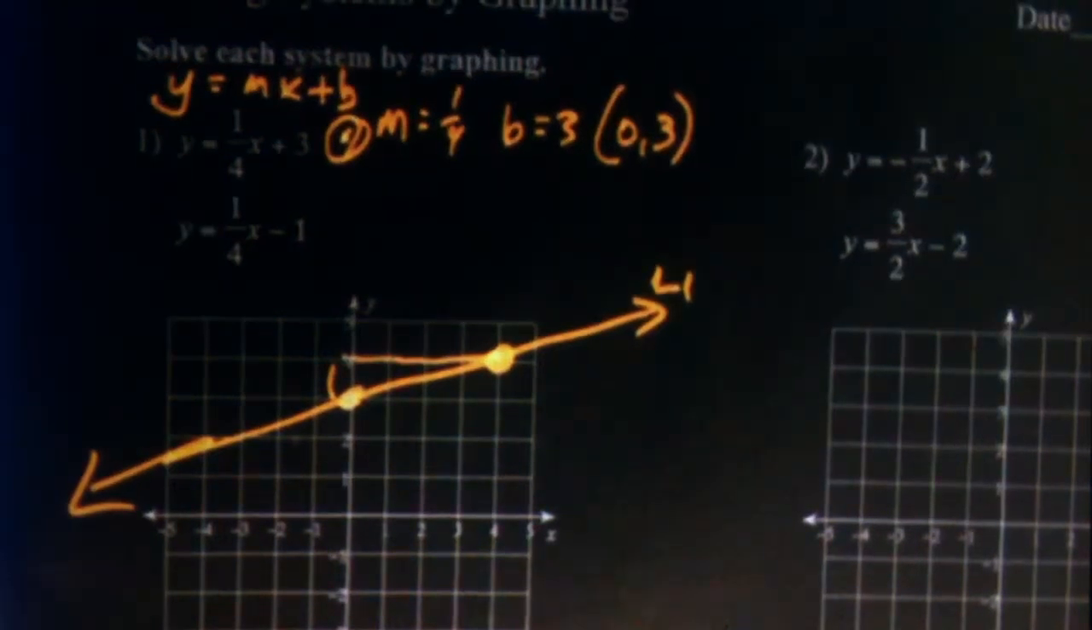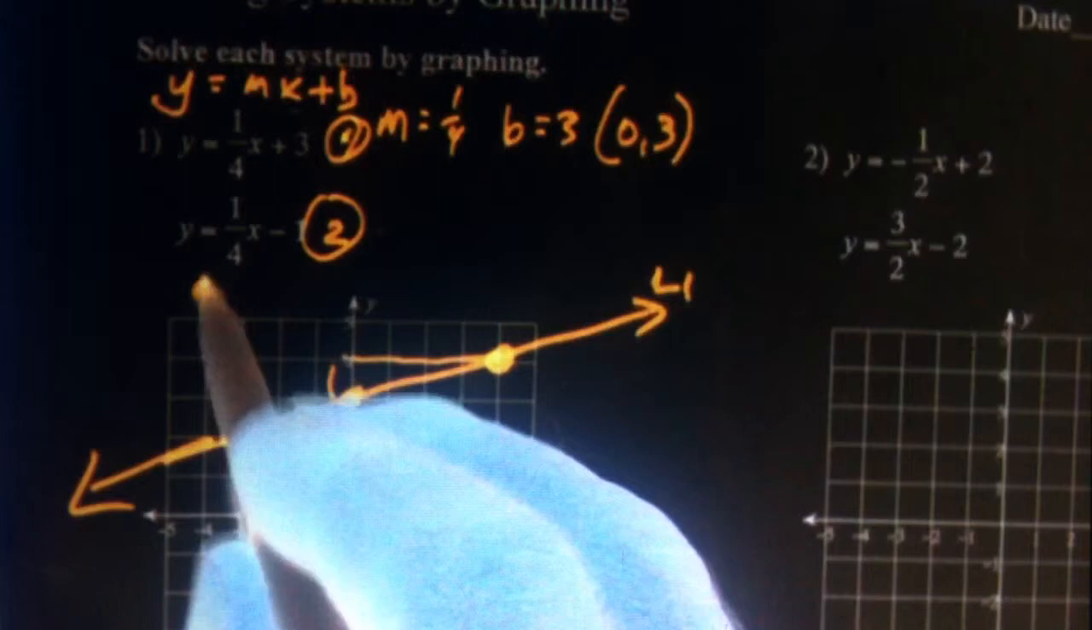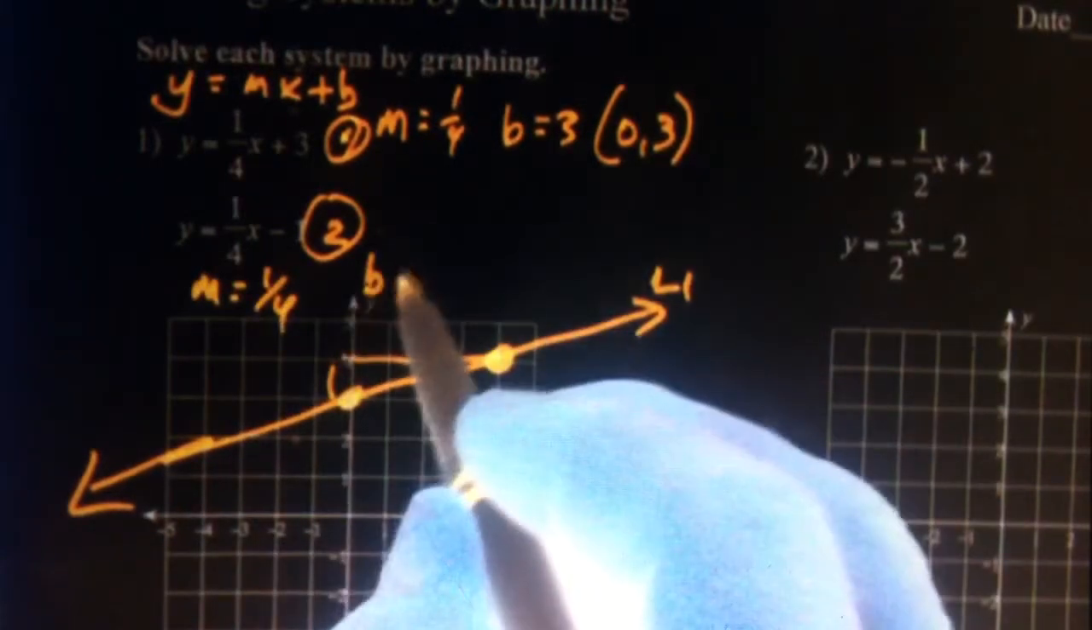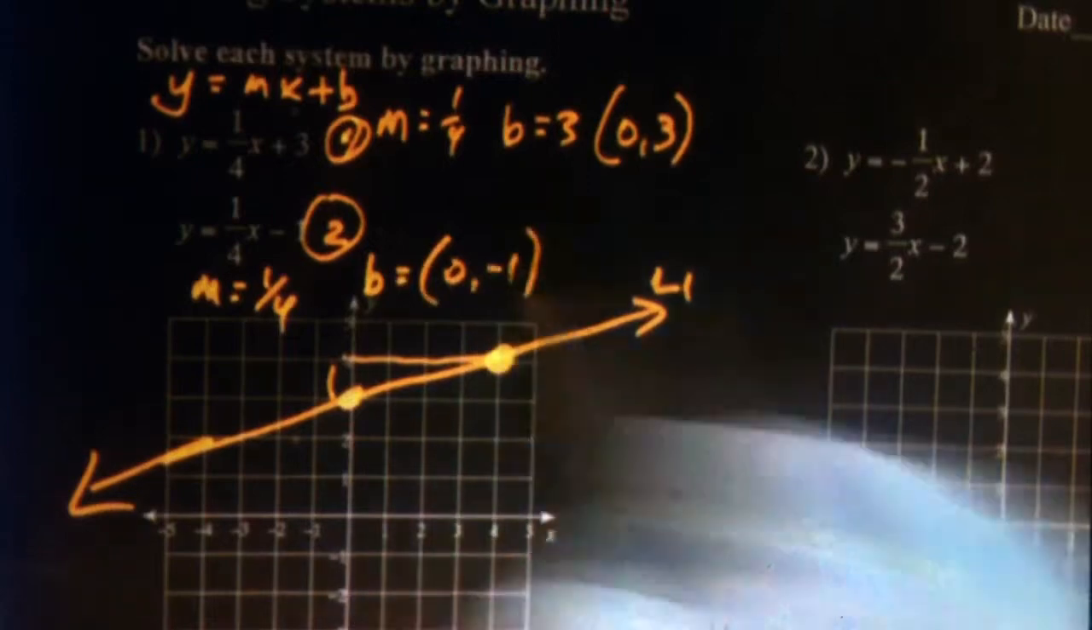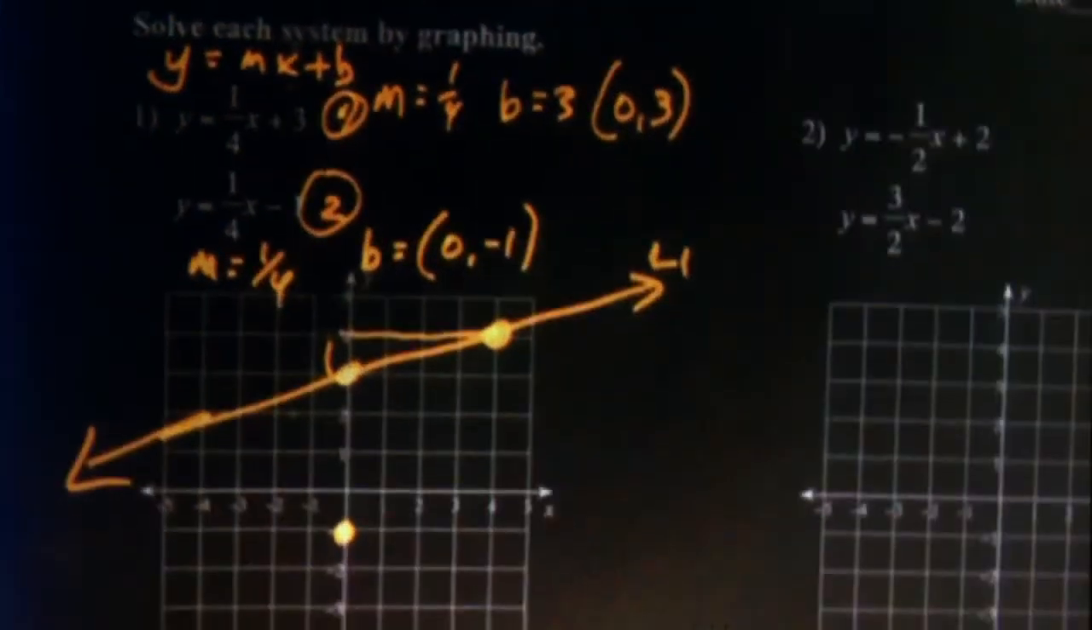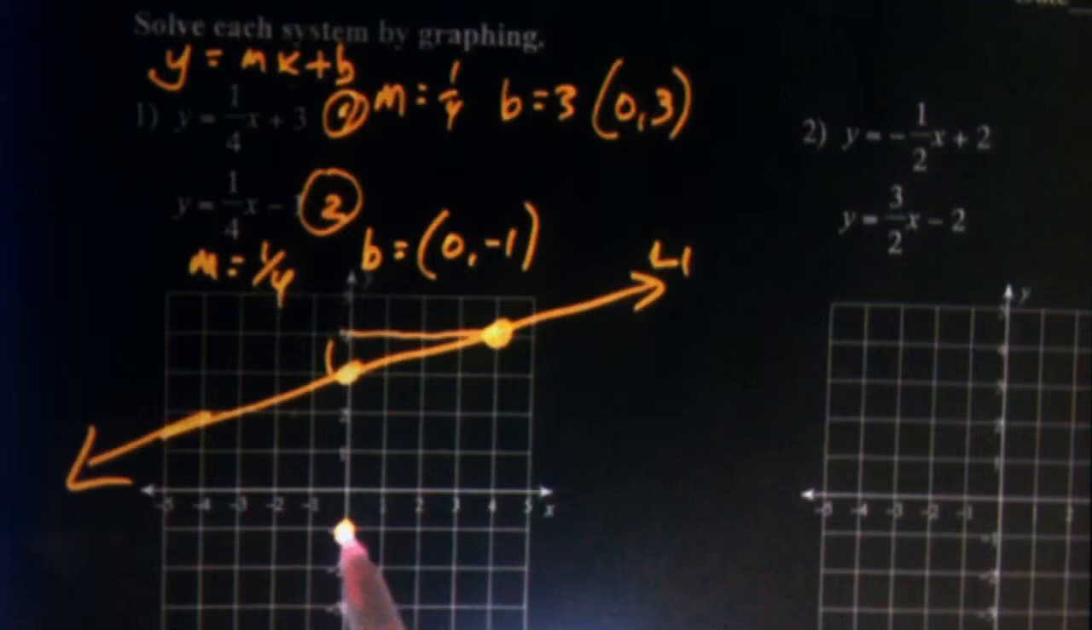The second line, line 2, again has a quarter for our slope. In this case, we have b equals -1. That means we've got the point (0, -1) right there. And we draw a different color for this line. Line 2 is going to be going through the y-intercept (0, -1).